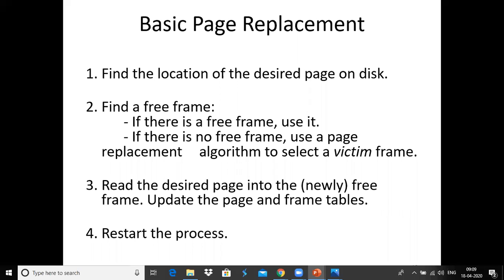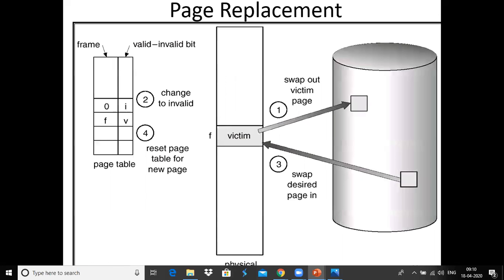The third point is that you read the desired page into the free frame, then accordingly update the page table and restart the process execution again. This is the diagram of page replacement.